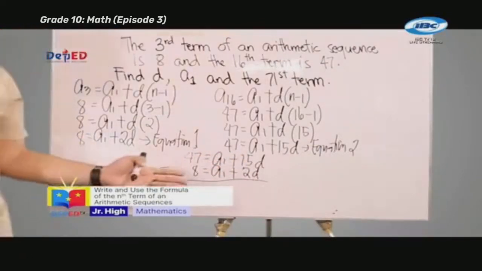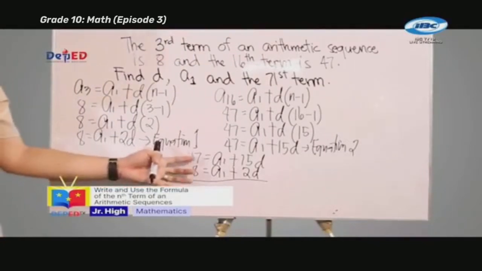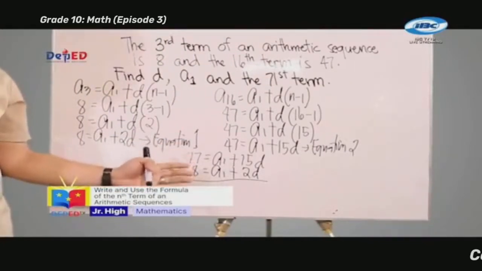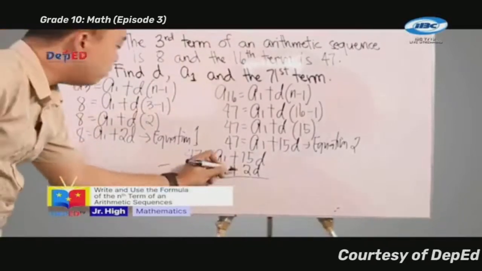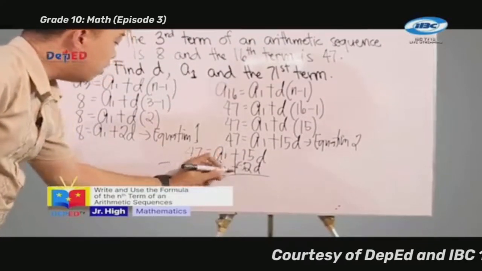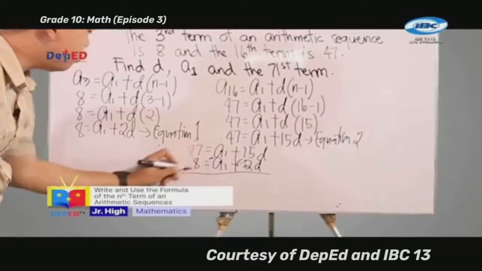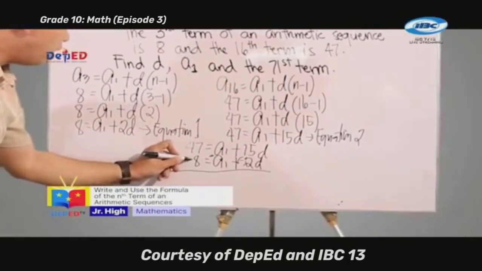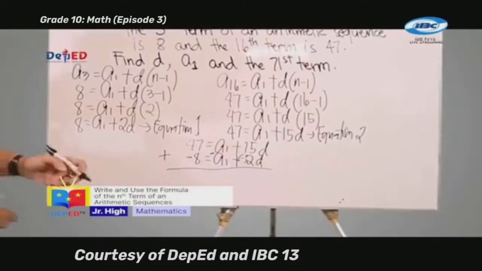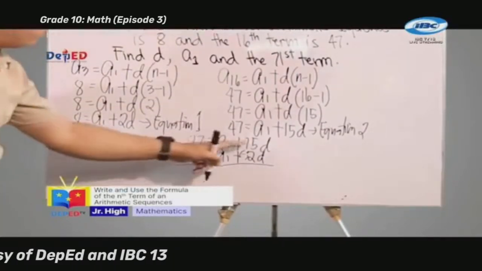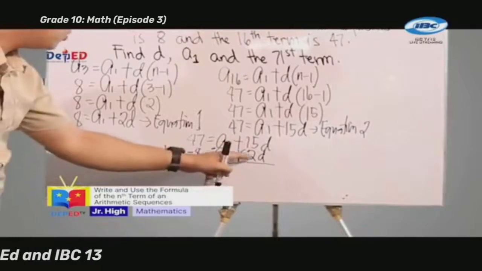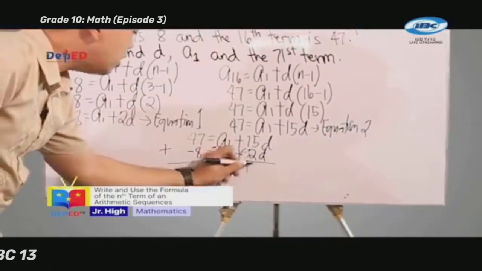Remember that when you get the difference of these two terms, you're going to change the sign of the subtrahend to its opposite. So your 2 positive will become negative 2. This will also be negative, and your 8 will also become negative, and you will proceed to addition rules. Next, simplify. We have 15 plus negative 2 will give us 13d.